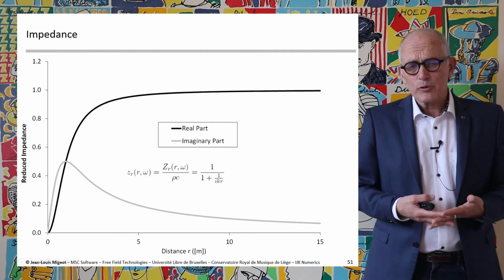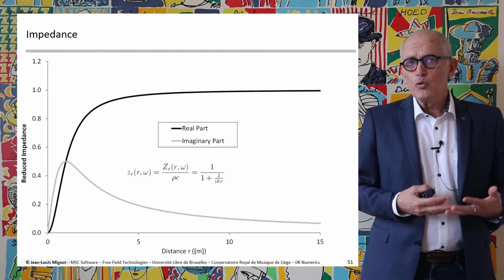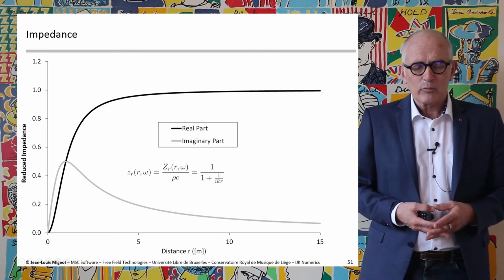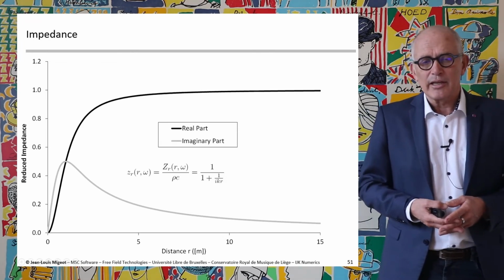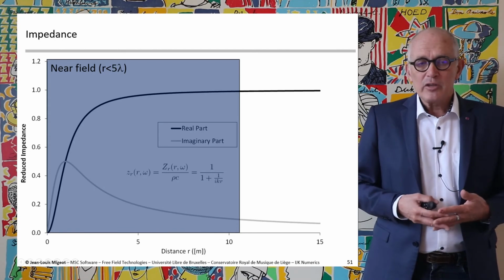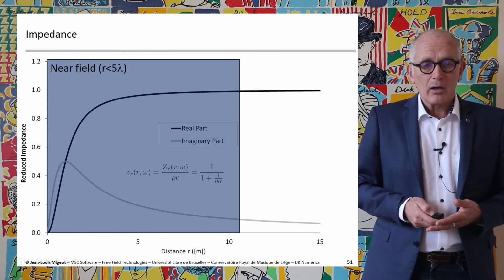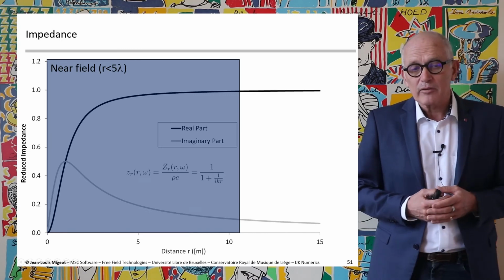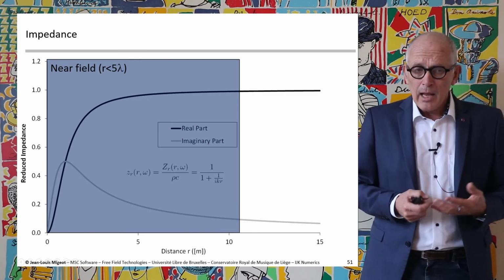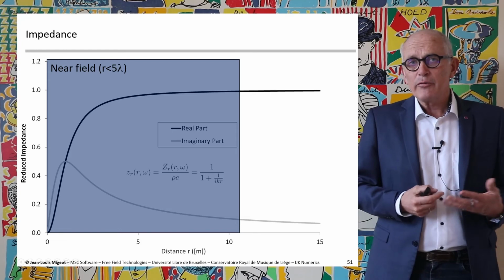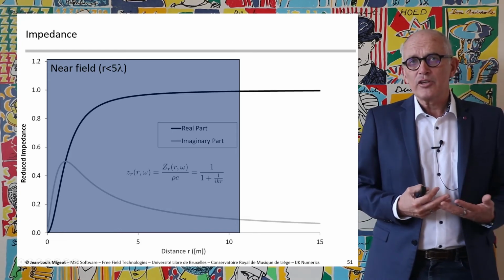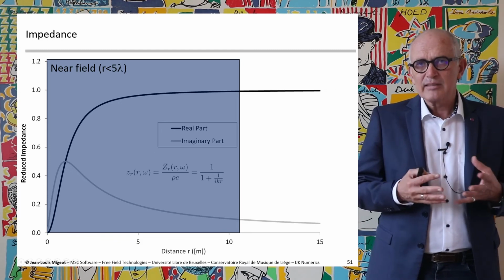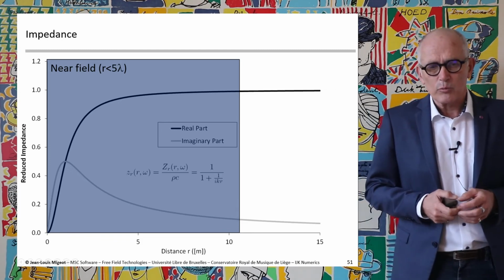So we see conceptually that we have two regions in the neighborhood of a source, and we'll come back to that when we talk about sound radiation later on. You see that close to the source, things are complicated. You have a real part and an imaginary part for the impedance. We call that the near field of the source, and it is traditionally defined as anything that is less than 5 wavelengths away from the source.